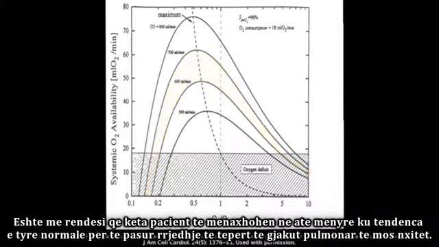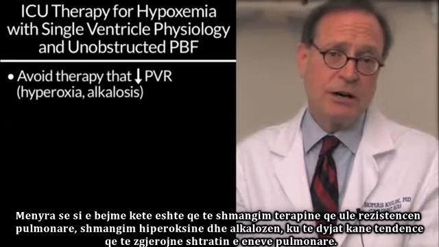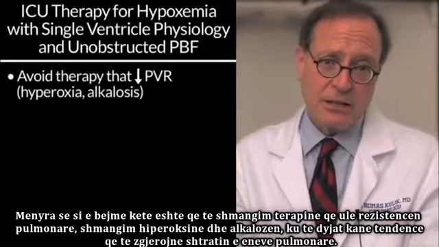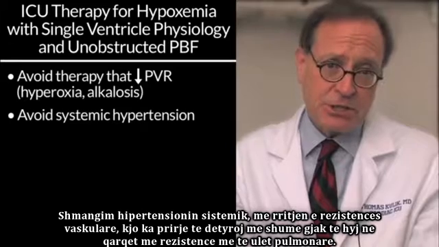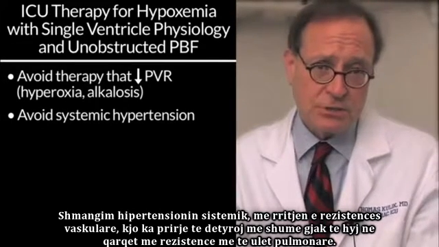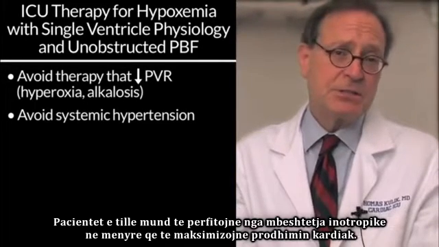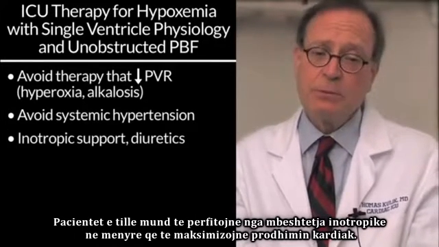So it's important that these patients be managed in such a way that the natural tendency to have too much pulmonary blood flow is not encouraged. The way we do that is we avoid therapy that decreases pulmonary resistance. We avoid hyperoxia and alkalosis, both of which tend to vasodilate the pulmonary vascular bed. We avoid systemic hypertension. As systemic vascular resistance goes up, this tends to force more blood into the low resistance pulmonary circuit. Patients like this may also benefit somewhat from inotropic support in order to maximize their cardiac output.